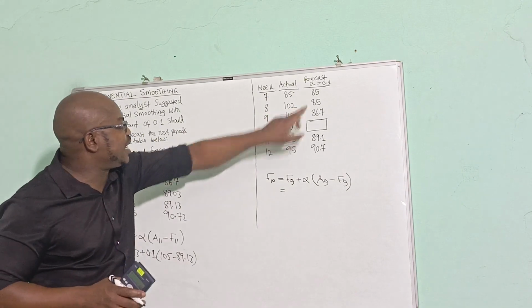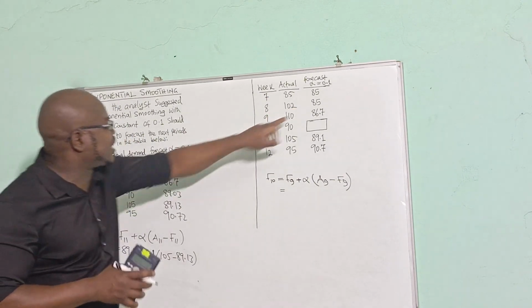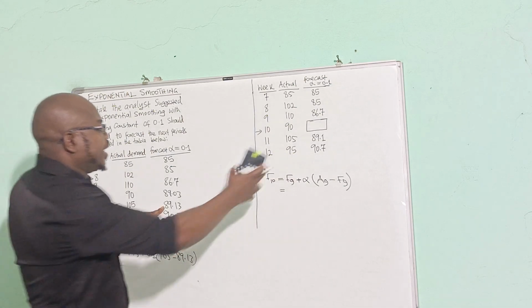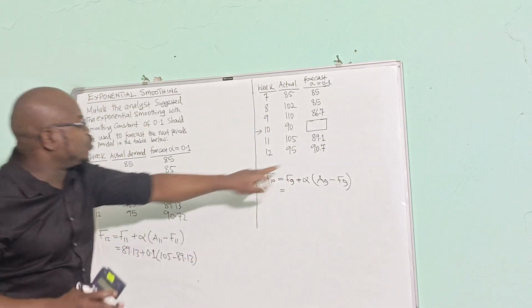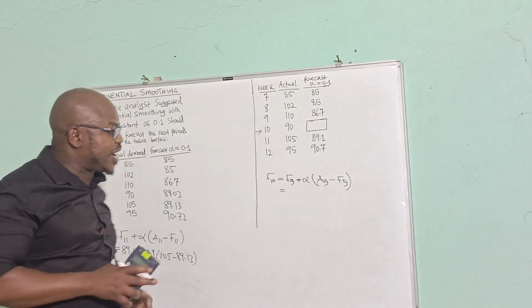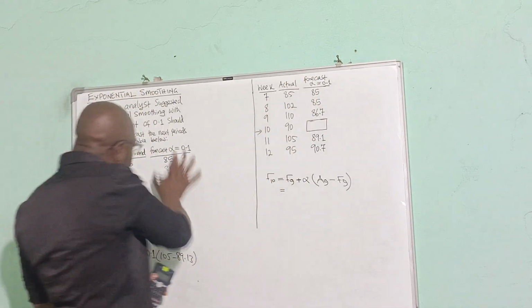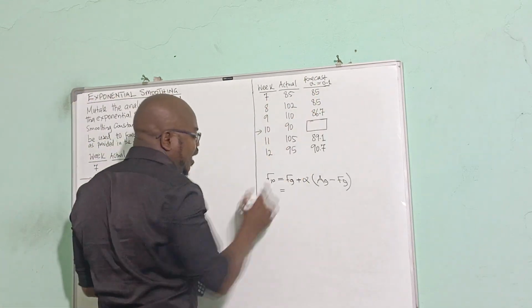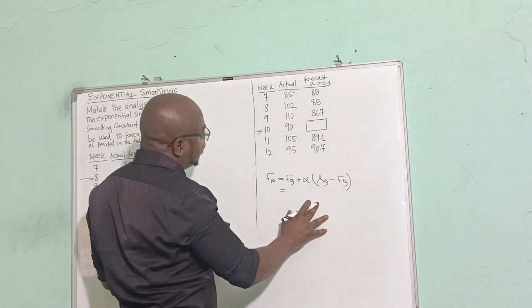85, you can see there. I've demonstrated how the 86 came about. I've demonstrated how the 89.1 came about. I've demonstrated how the 90.7 was arrived at by the examiner. Alright, but then he didn't want us to do all this part. He just wanted us this part, and this is what we could have done.